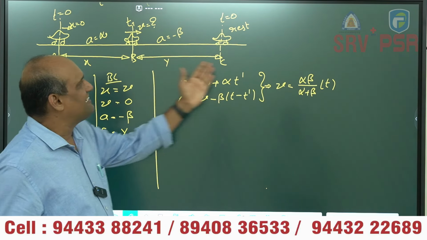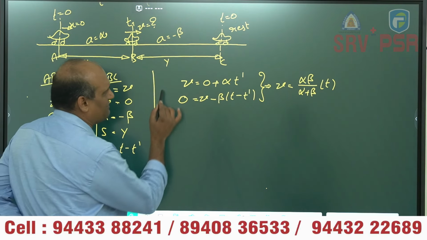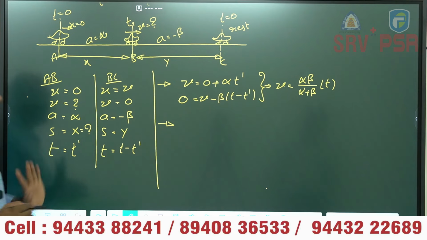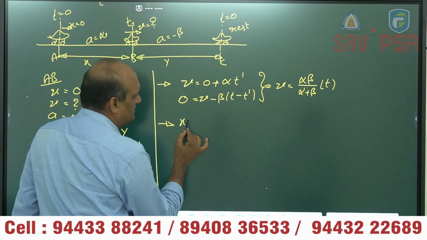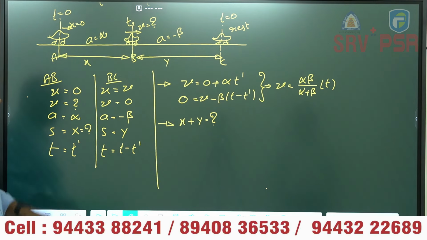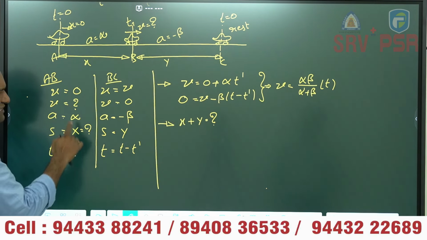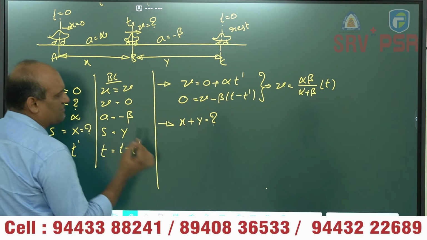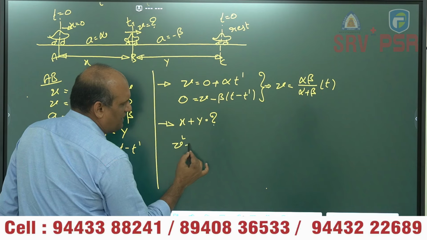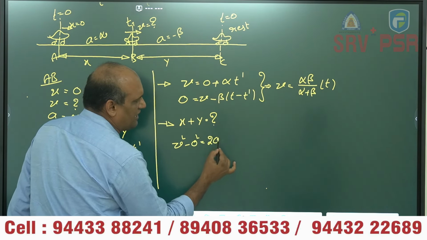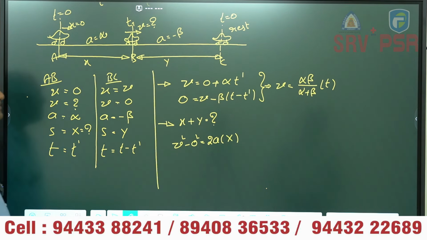I want to find the total distance covered, X plus Y. This is the second question. For that I want to find X. S equal to UT plus half AT square, or simply V square minus U square equal to 2AS. So V square minus U square, 0 square, is 2AX. So I have used V square minus U square equal to 2AS for the part AB.